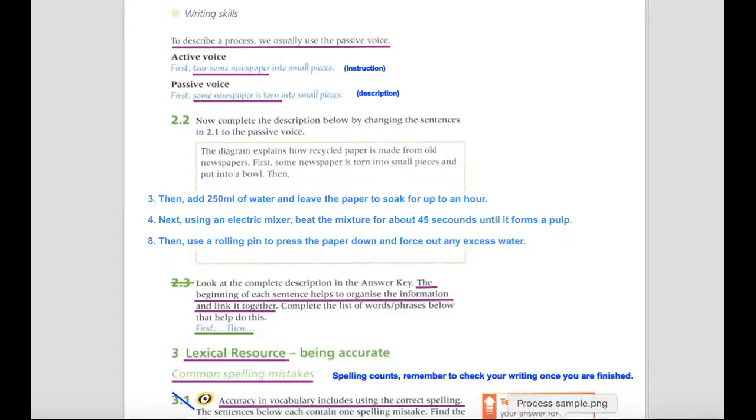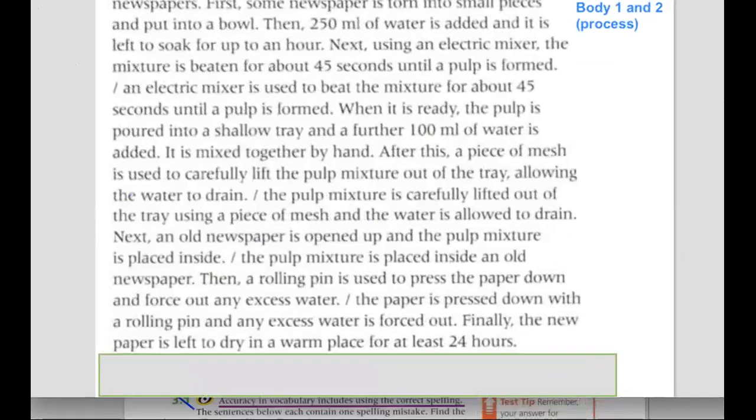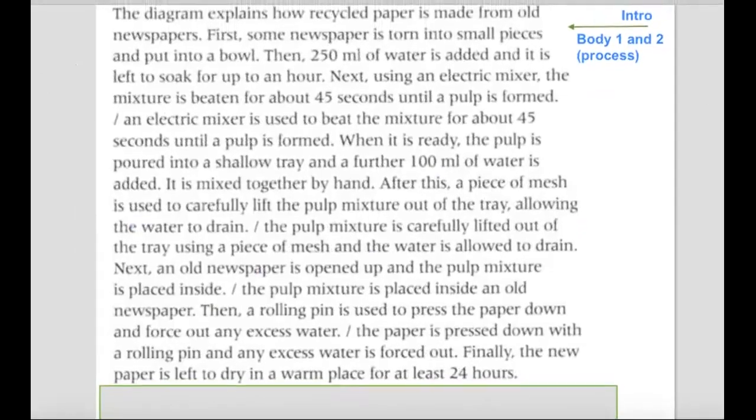Okay, so let's quickly look at, imagine that this is the final task 1. Okay, so we start with our introduction. The diagram explains how recycled paper is made from old newspaper, all right? Then we would usually start a new paragraph. So remember, you want to have paragraphs. So after the introduction, you'd start a new paragraph. And then your body 1 and body 2 for processes is just describing the different stages in the process. So you can have 1 or 2 paragraphs for this body 1 or body 2. Okay, so 1 or 2 paragraphs.